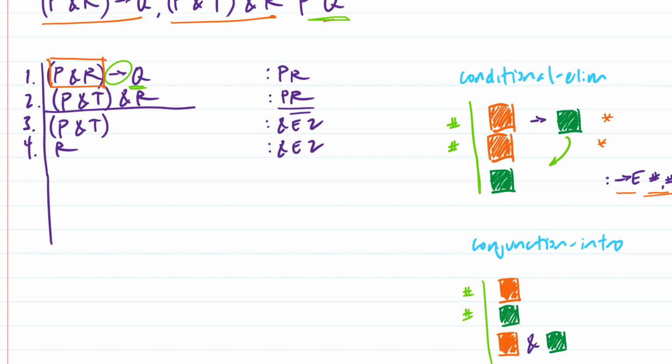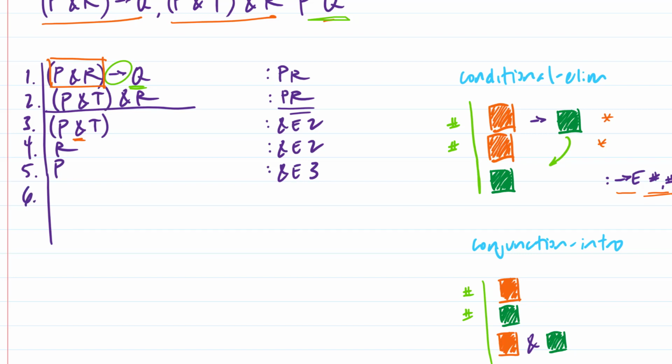Okay, next, on line 3, this ampersand is the main logical operator, and so that means we can take what's on the left side and put it on a new line. That will be conjunction elim 3. We also could do the same with the T, but I'm going to skip that because we don't need it.